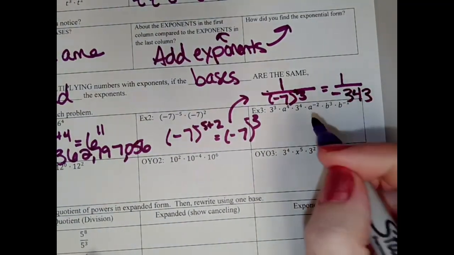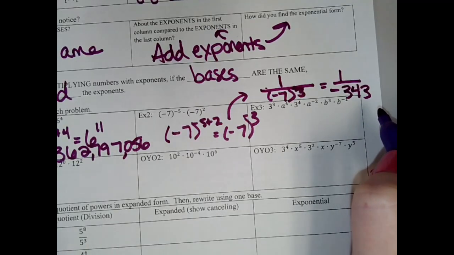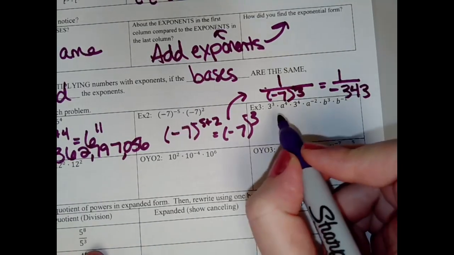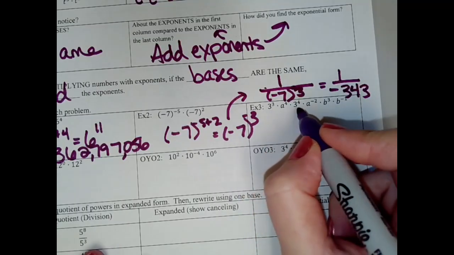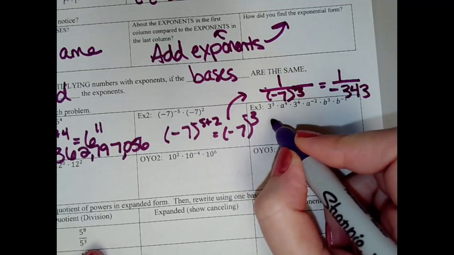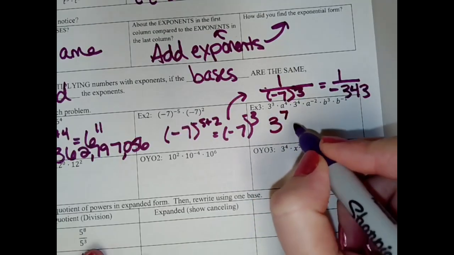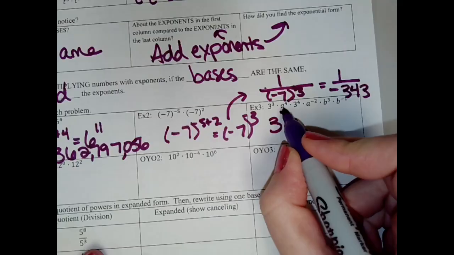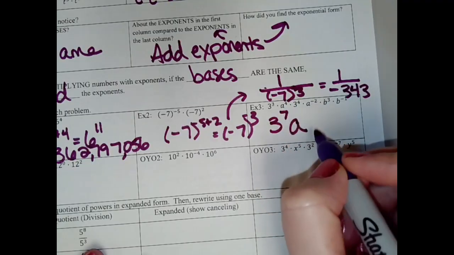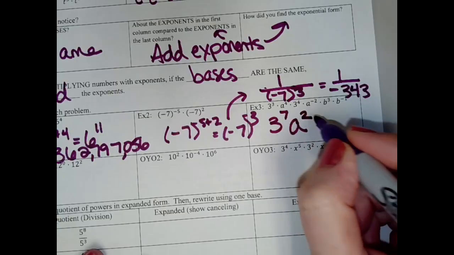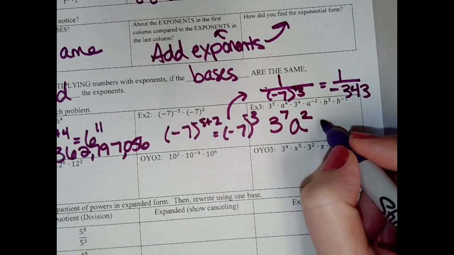One more, we have multiple different bases. As long as they have the same base and you're multiplying, you can add the exponents together. So I'm just going to start off with the base of 3. I have 3 cubed times 3 to the 4th power. So that's 3 to the 3 plus 4, which is 7. Now I have a to the 4th and then -2. So I add 4 and -2 together. That becomes a +2, because when you add a negative, it becomes like subtraction.